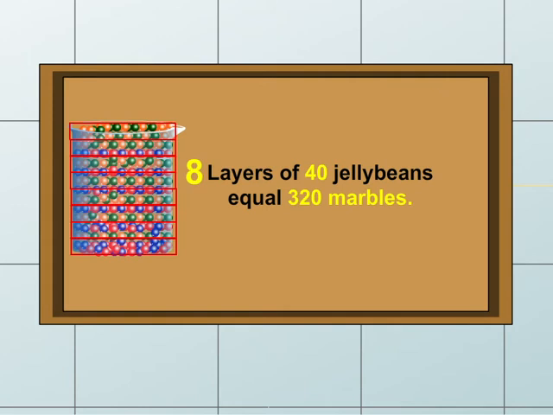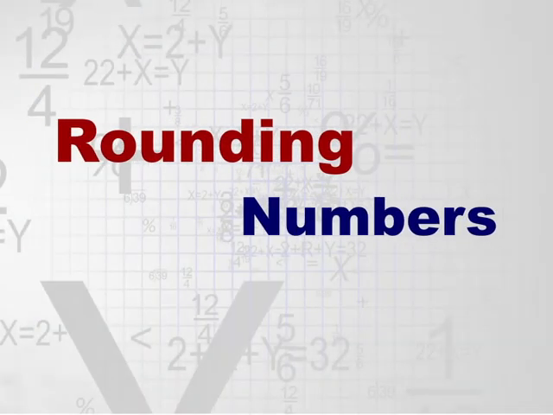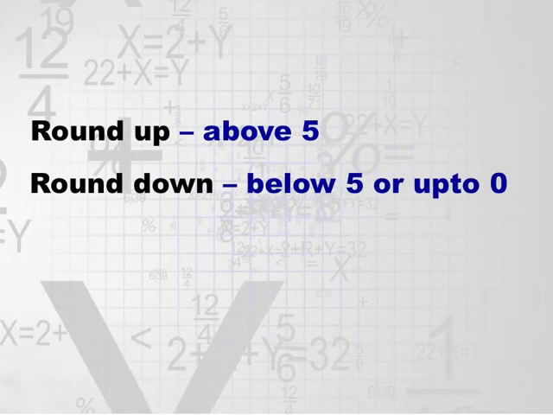Now, let's learn how to round off numbers to the nearest 10 and 100. First of all, there are some simple rules we must keep in mind before rounding off any number. Rounding up means go above 5 and rounding down means go to 0. Let's understand this with an example.